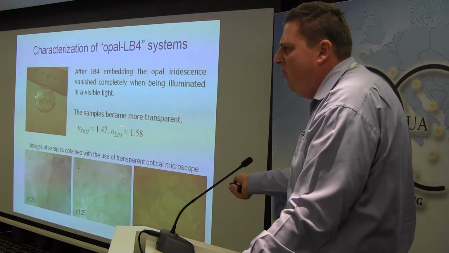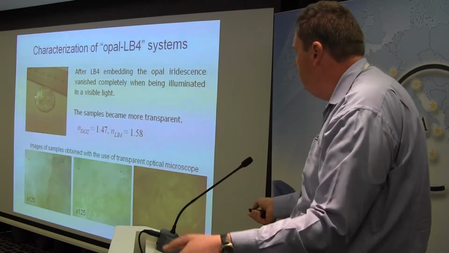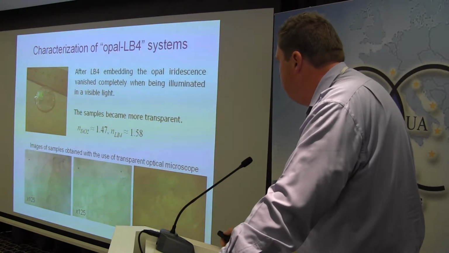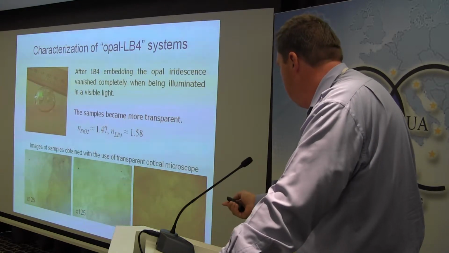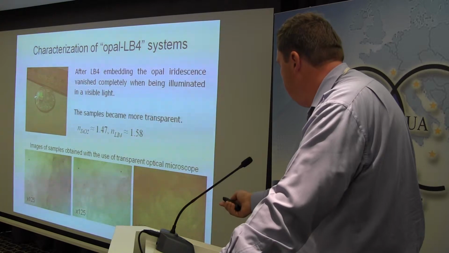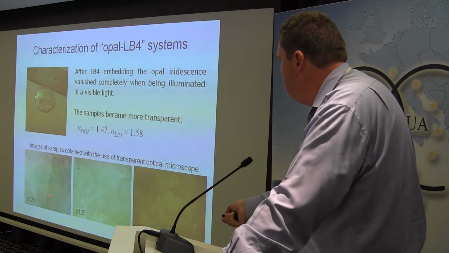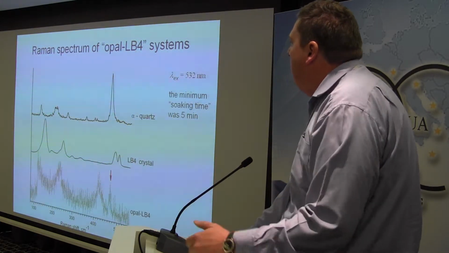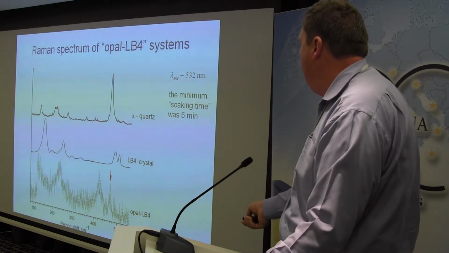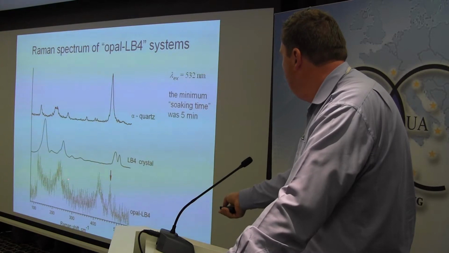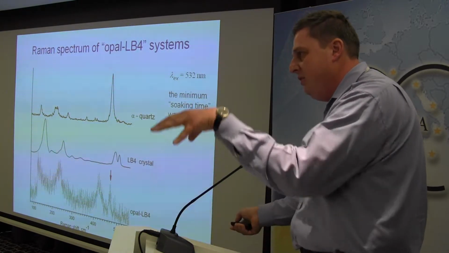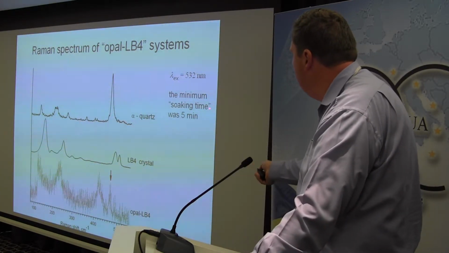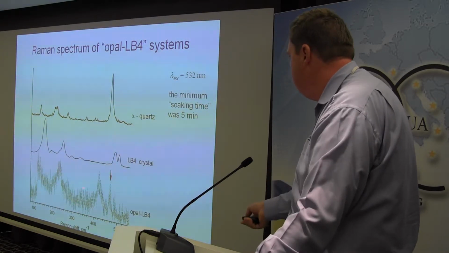I present the mean value of the refraction index, an estimated value. We used a transparent optical microscope to obtain images of the sample surfaces, and as you can see, they are very transparent. We measured Raman spectra. This is the Raman spectrum for a sample which was held at melting temperature, with a soaking time of 5 minutes, the minimum time.